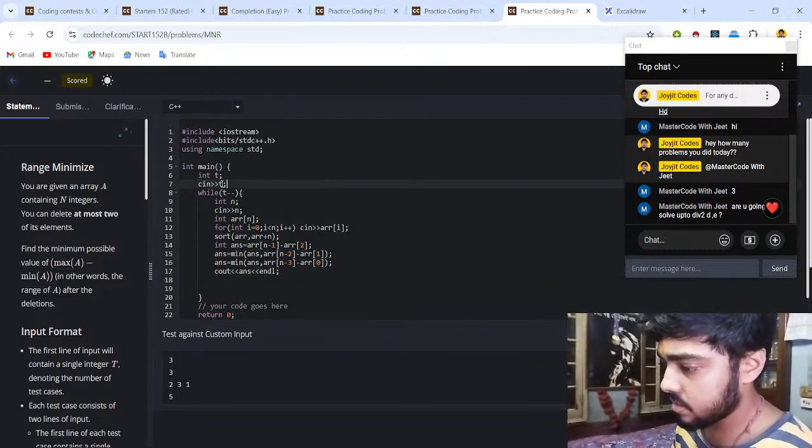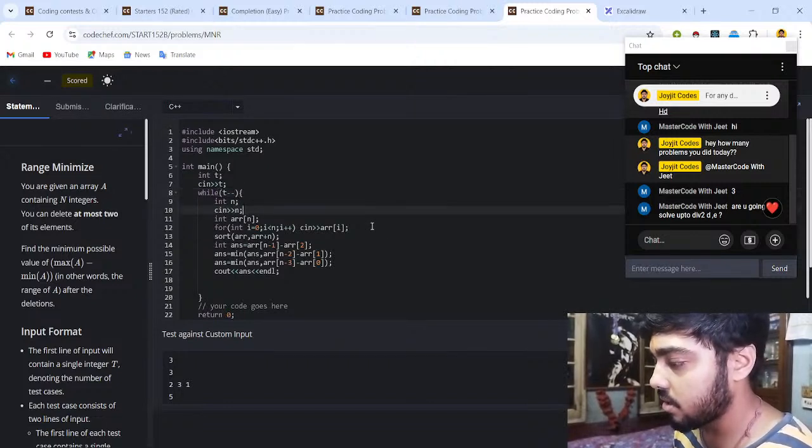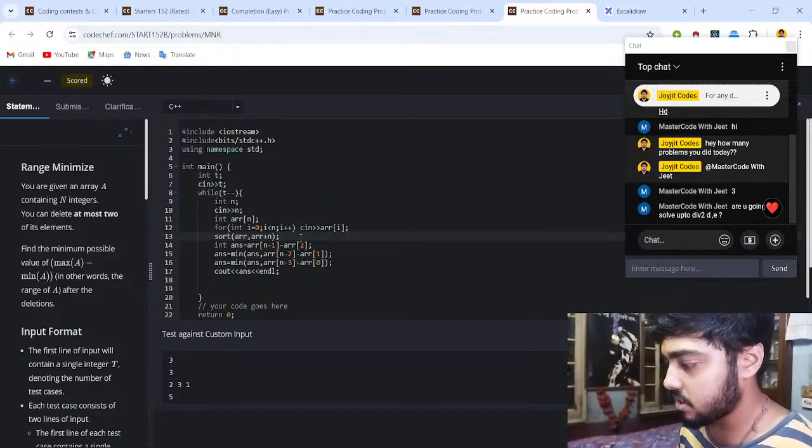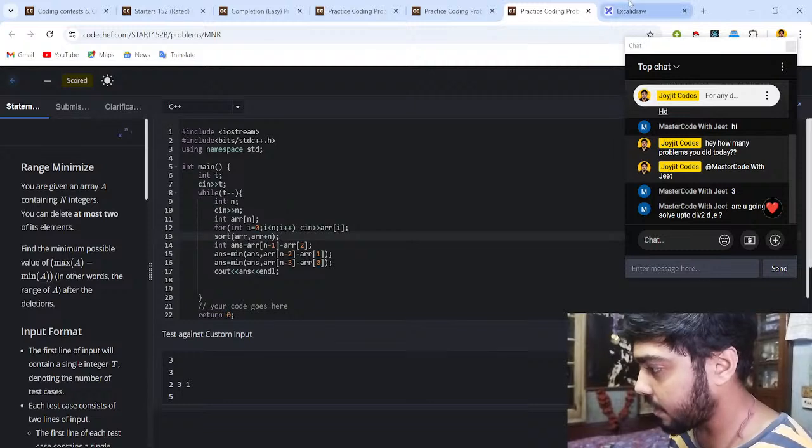So I'm taking this as the number of test cases, and for every test case I'm taking the value n and inputting the array in it. Then I'm sorting the array, as I told you, because we are just interested in the range. So we have to sort the array.